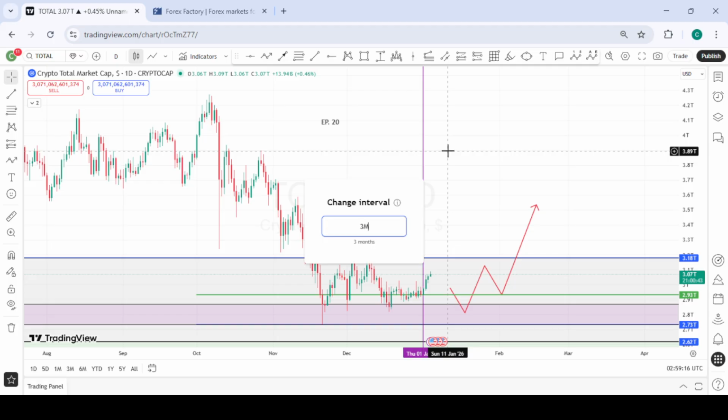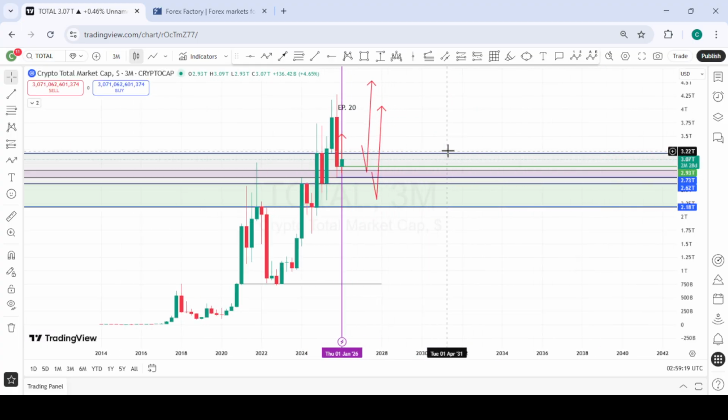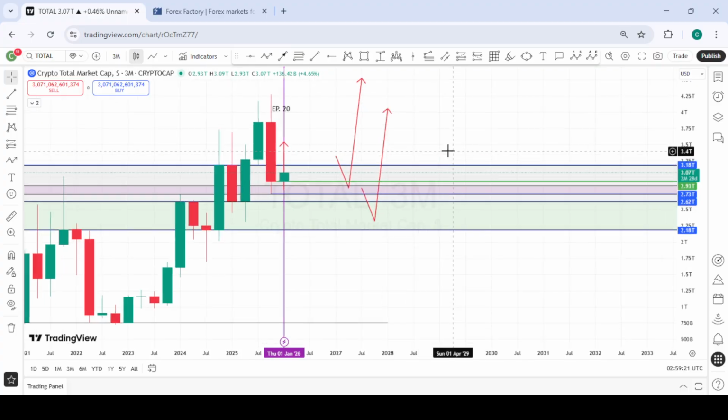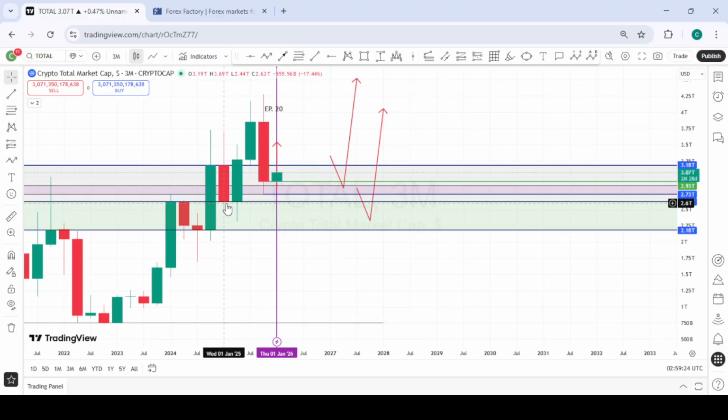So in the previous episode, we stated that if we get a 3-month candle break below this structure point, then we should be a bit concerned about the bullish cycle coming to an end. But luckily for us, the December candle, which was the last 3-month candle, didn't close below this structure point.